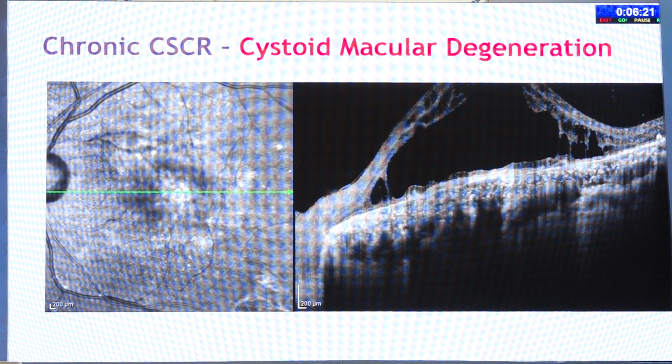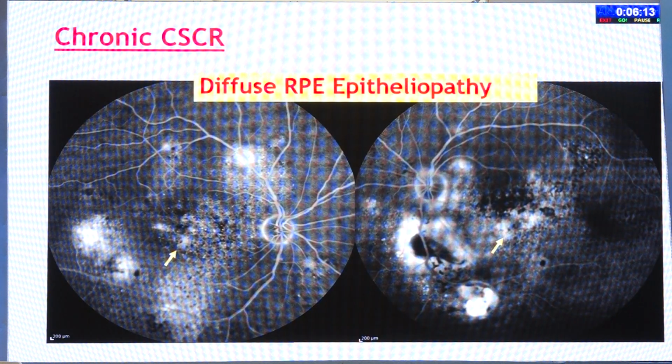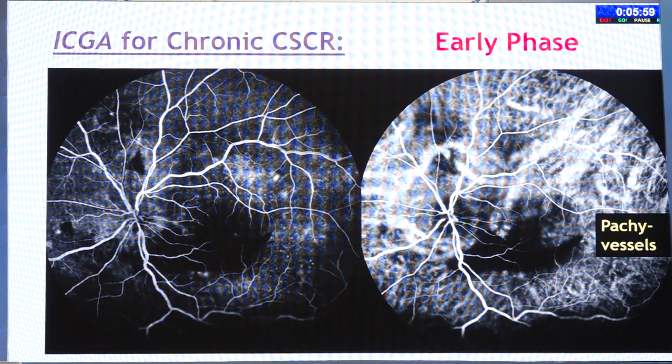And in the last stage of the disease, something called cystoid macular degeneration, there is no more subretinal fluid, but it's a large cystoid space. In this kind of case, you get diffuse RPE disease and leakage, a form of diffuse RPE epitheliopathy, a kind of diffuse sick RPE that you get in this disease.